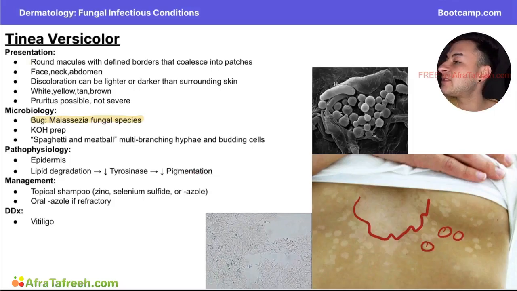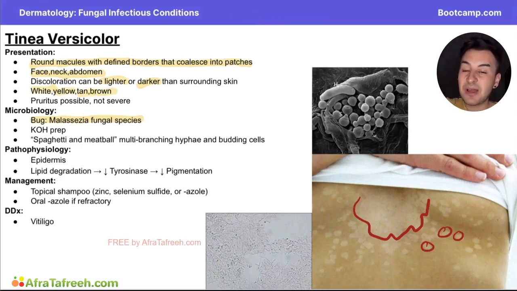So let's just go over this. Round macules, well-defined borders, coalescing into patches. You can find this in areas of heat and moisture, so you're going to find it on face, neck, and abdomen. The discoloration can be hyperpigmented, which is darker, or hypopigmented, which is lighter than surrounding skin. And depending on your skin color, this may present as white, yellow, tan, or brown. And like we said, do not hang your hat on pruritus because it's not really characteristic of this disease process.